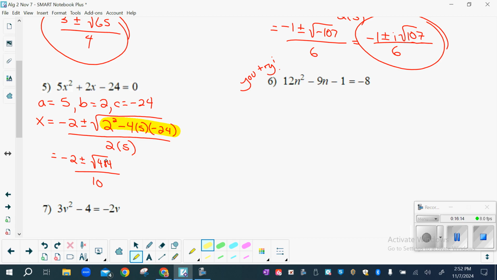Anybody know where we go from here? What we want to do on this one is see if we can take the square root of 484. So find that on your calculator. See if you can take the square root. Does it give you a whole number? It does. It's 22.